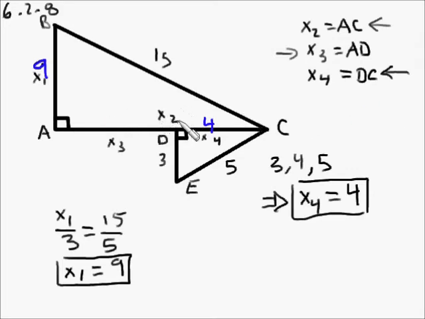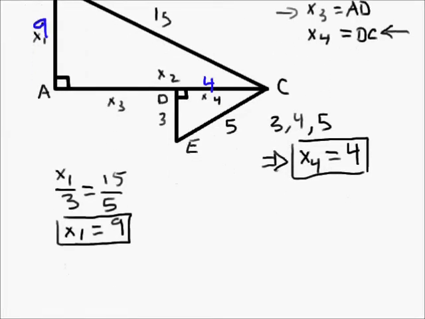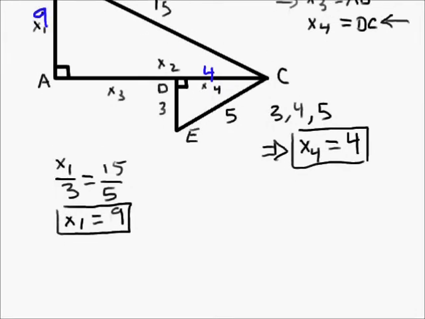Alright, that leaves us with x2 being the next side we can find. Now, we could use the Pythagorean theorem over here, but let's be honest, squaring things is hard. So we'll set up a proportion. And since 15 and 5 divide out, that's going to be the other side of it. x sub 2, AC, is proportionate to DC. So x sub 2 over the length of DC is equal to BC, length 15, over the length of EC, 5. x sub 2 is equal to 12.